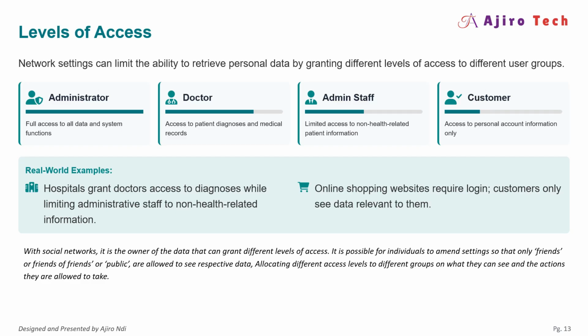If hackers do gain access to a network, their ability to retrieve personal data can be limited by network settings created by the network manager. So levels of access is very important for organizations. The network settings can limit the ability to retrieve personal data by granting different levels of access to different user groups. So we should have levels of customer.